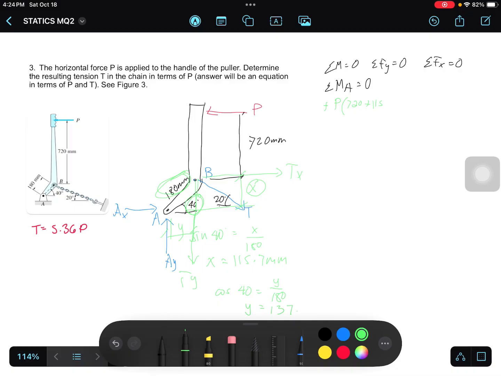Equal to 137.888 mm. So, yun ang moment arm na gagamitin natin.